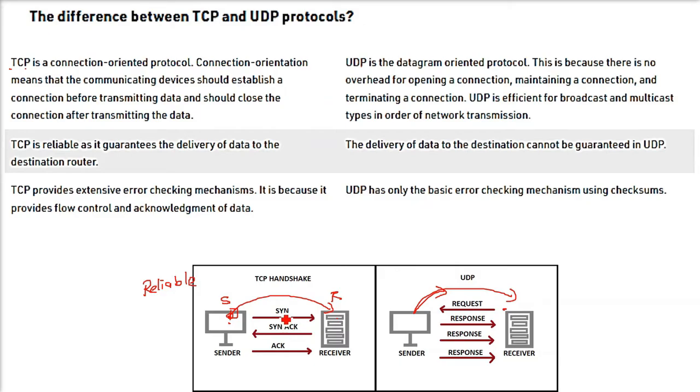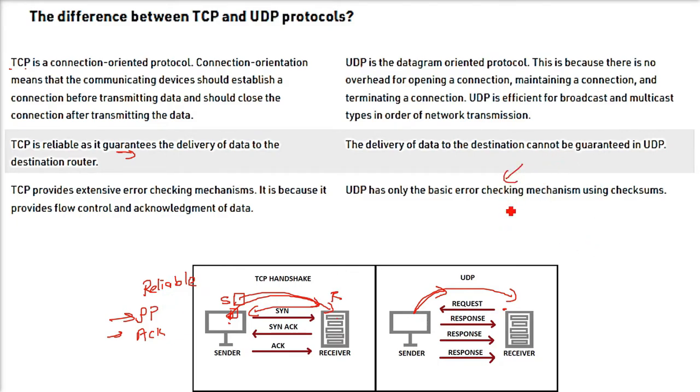In TCP, it provides an extensive error checking mechanism. Because there is flow control, every time you get the acknowledgement of data. TCP is full duplex, so every time the receiver or sender sends anything, they will get the acknowledgement, and that ensures the reliability, that ensures the error control. For the checking mechanism, you also have a checksum. Checksum is mandatory in TCP. It is just optional in the UDP header.